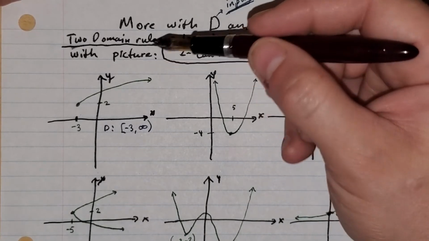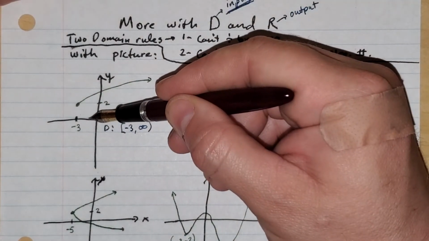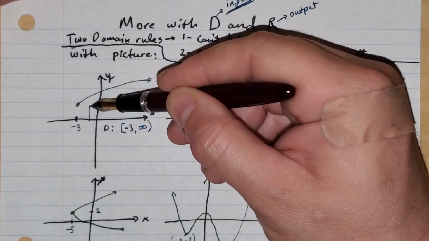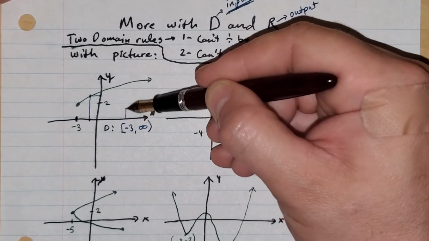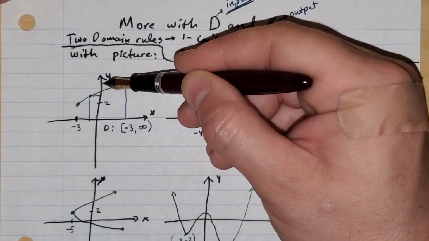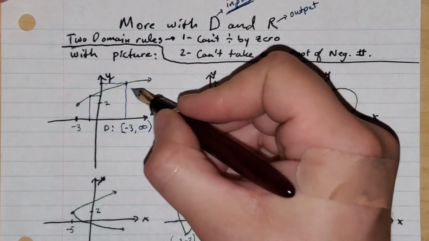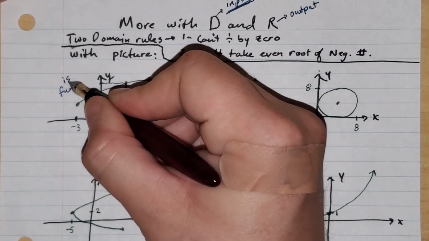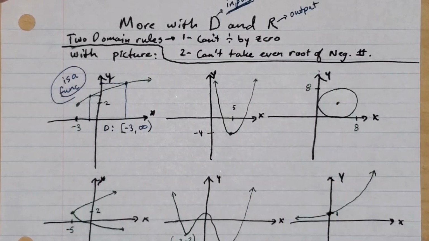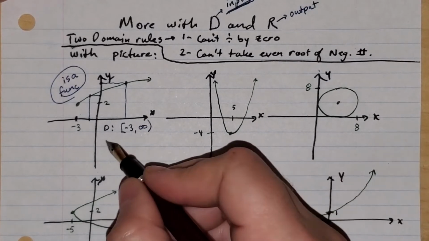And by the vertical line test, what do we realize? For every input, pick an X value, go up, it hits in one place, we get one Y value. Go up, it hits in one place, we get one Y value. So this is a function. The domain is -3 to infinity.